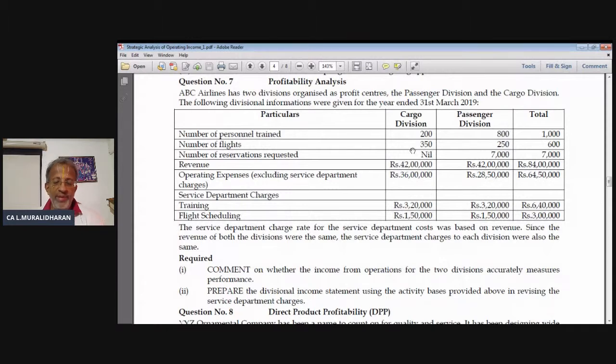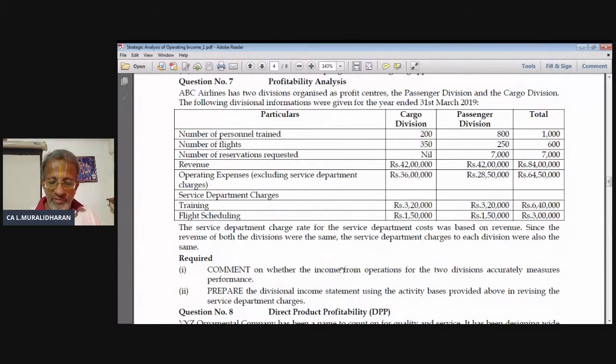The service department charge rate for the service department cost is based on revenue. Since the revenue of both the divisions were the same, the service department charges to each division are also the same. That is, the way in which they have allocated 6,40,000, where the revenue in these two cases being 42 lakhs each, so they have distributed on this basis. This is a traditional basis. They have got some basis on which they have distributed, whether it is logical or not, that we have to check up and work.